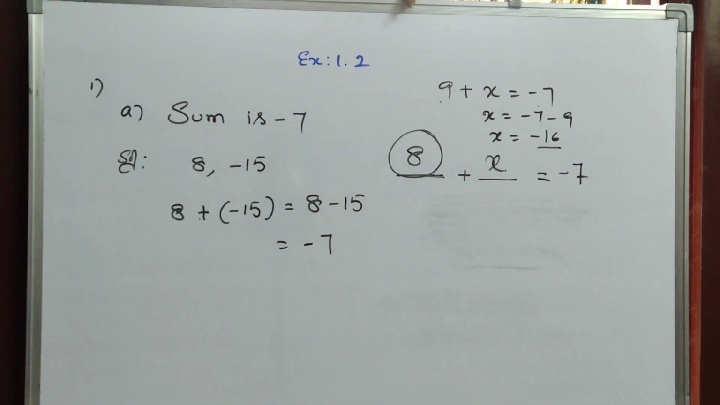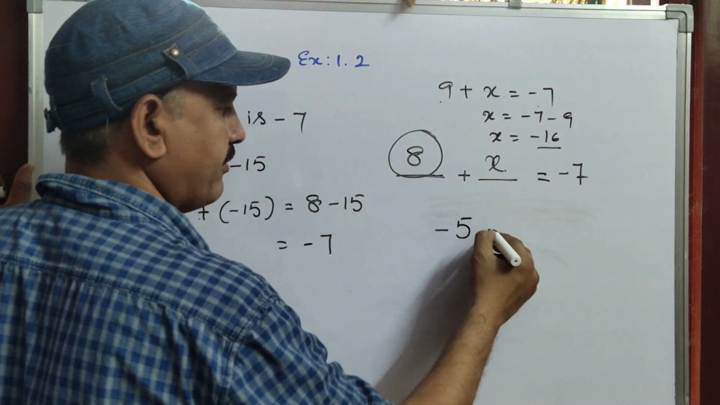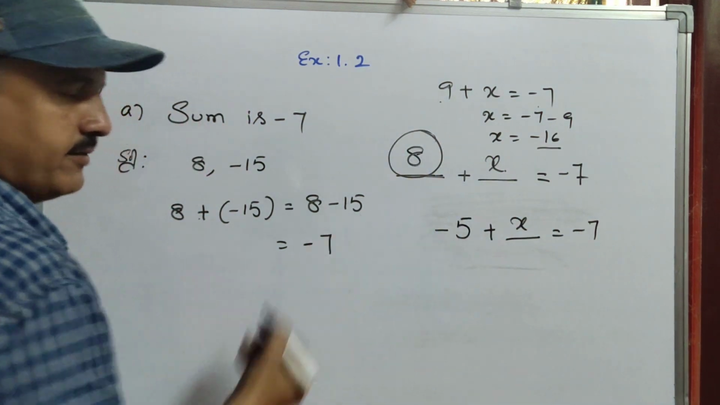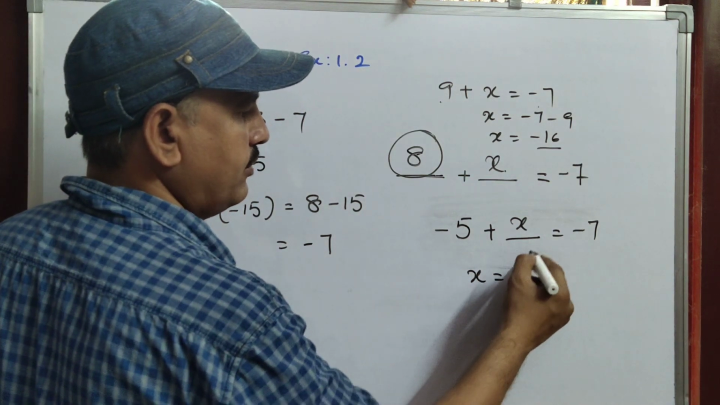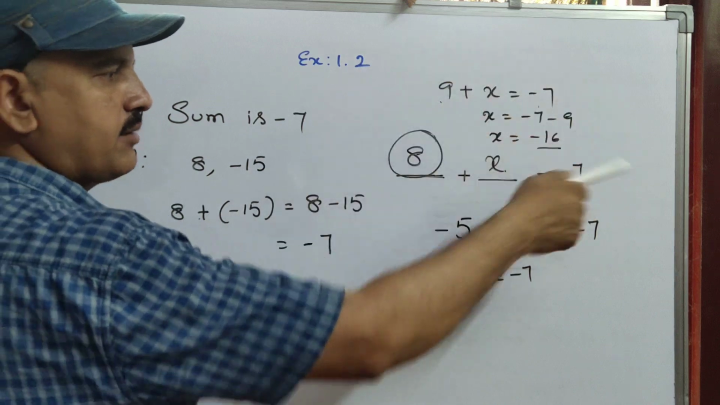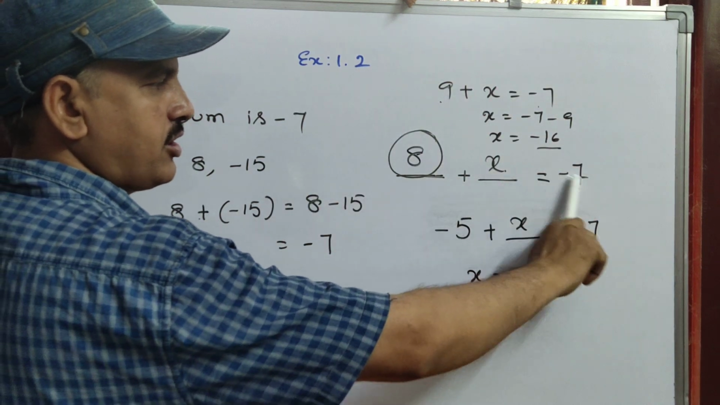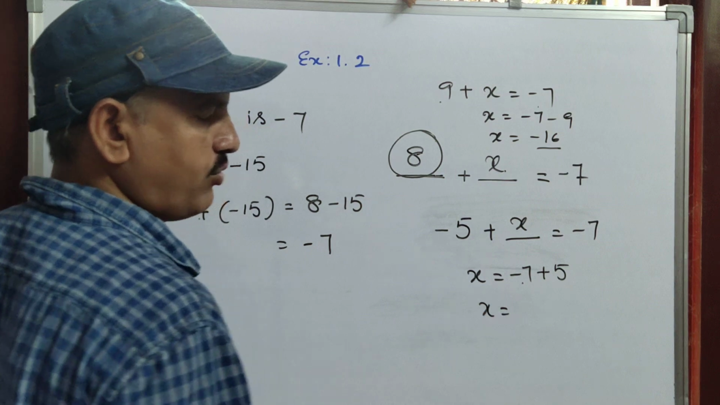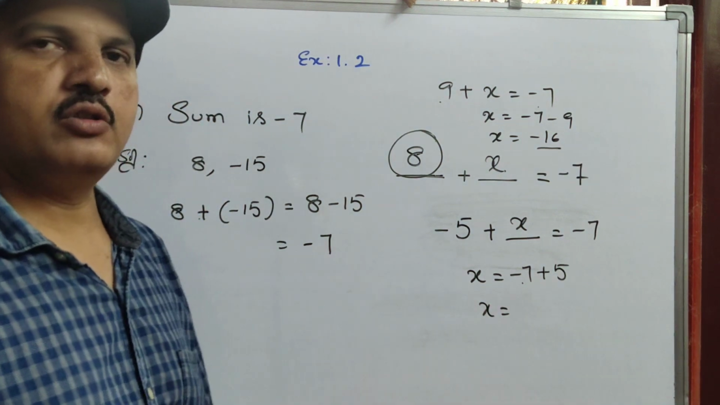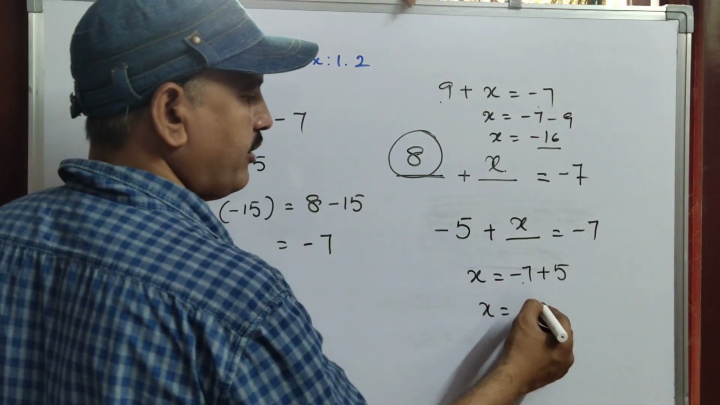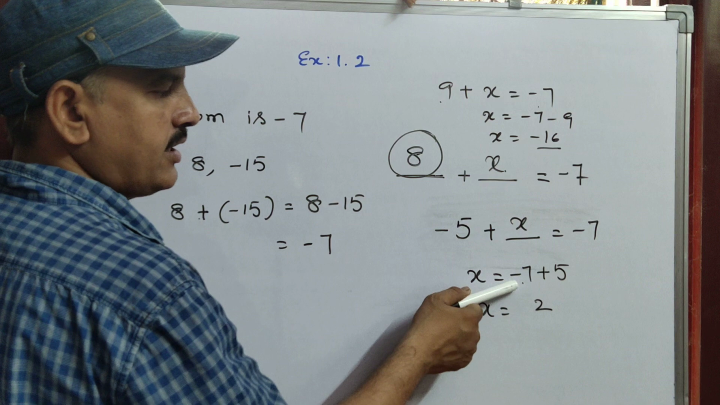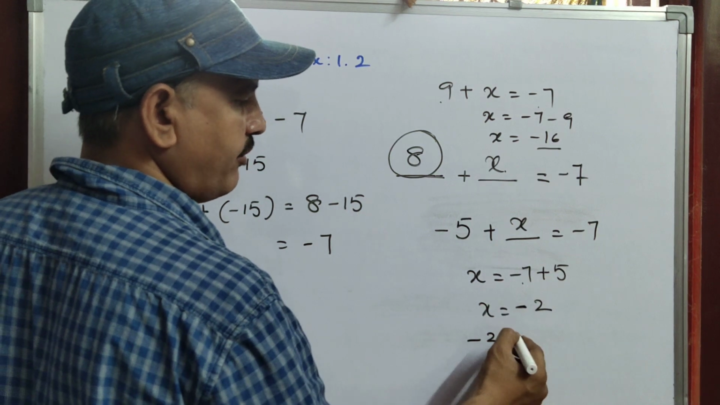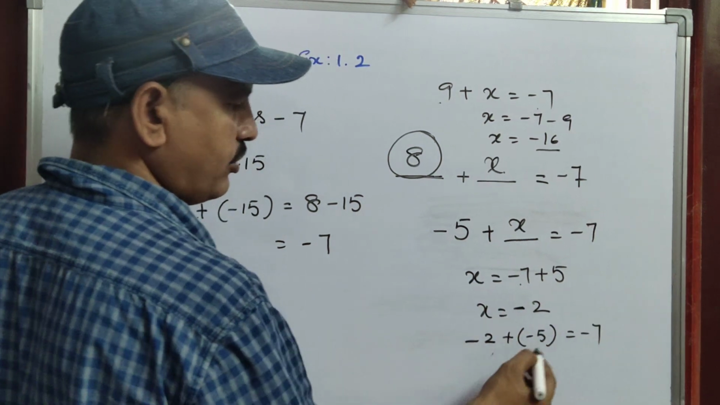See here. Suppose I took minus 5 plus x equals minus 7. That means x is unknown, and here we took minus 5. So x equals minus 7. This minus 5 will be transposed, that means it changes its position, so minus 5 goes to that side as plus 5. So x equals minus 7 plus 5. One positive, one negative means subtraction. So 7 minus 5 is 2. Which number is greater? 7 contains the minus symbol, so minus 2. So minus 2 and minus 5, if you add, you will get minus 7. So these two are a pair.